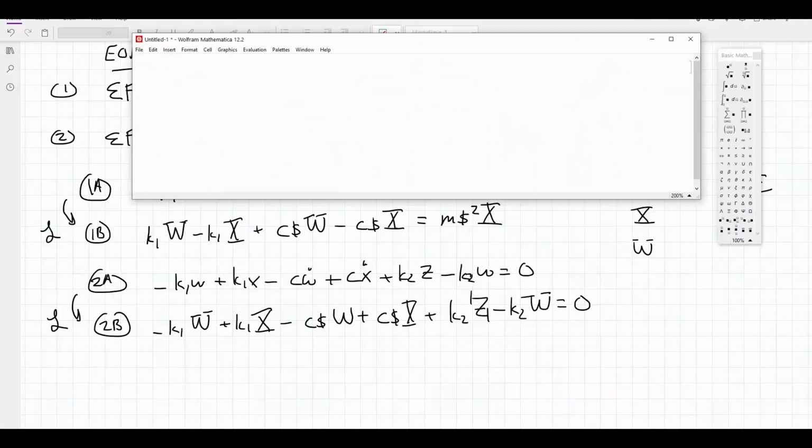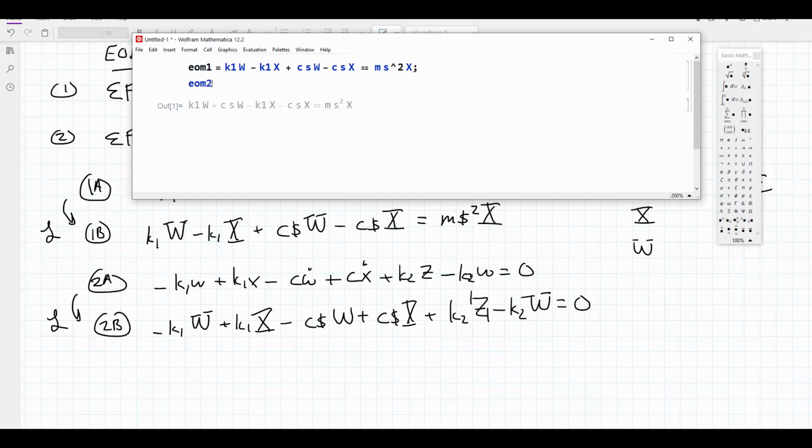Now I'll use Mathematica to get our desired transfer function. And in fact, we'll get both transfer functions along the way. So equation of motion 1 from 1b, k1 big W minus k1 big X plus c s W minus c s big X equals m s squared x. And notice I'm putting spaces between everything, and it understands that to be multiplication. So k1 w minus k1 x plus c s W minus c s X equals m s squared x. And if we run that, we can suppress it.